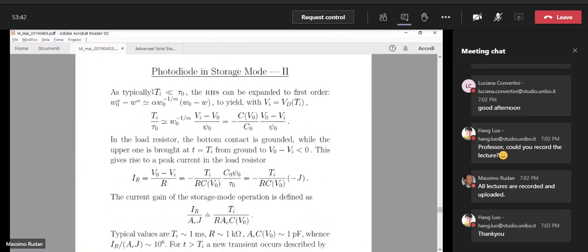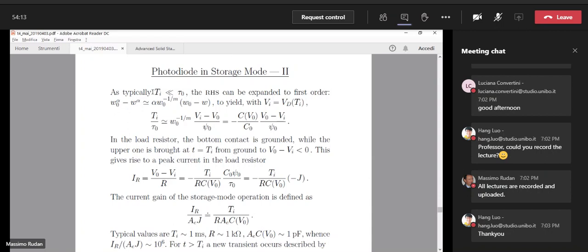Typically, the integration time, capital T sub I, is much smaller than tau 0. The integration time, you remember, is in the range of a few milliseconds. Okay, so we can expand the right-hand side to first order, and then we replace the original variables, okay?